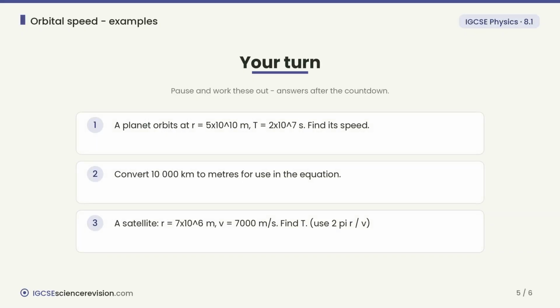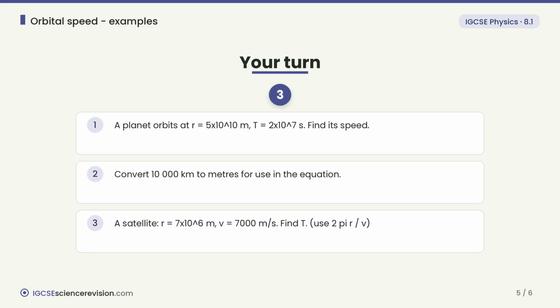Now it's your turn. Try these practice questions. Question 1. A planet orbits at r equals 5 times 10 to the 10 meters, t equals 2 times 10 to the 7 seconds. Find its speed. Question 2. Convert 10,000 kilometers to meters for use in the equation. Question 3. A satellite, r equals 7 times 10 to the 6 meters, v equals 7,000 meters per second. Find t. Use 2 pi r over v. Pause the video, work them out on paper, then play on to check your answers.